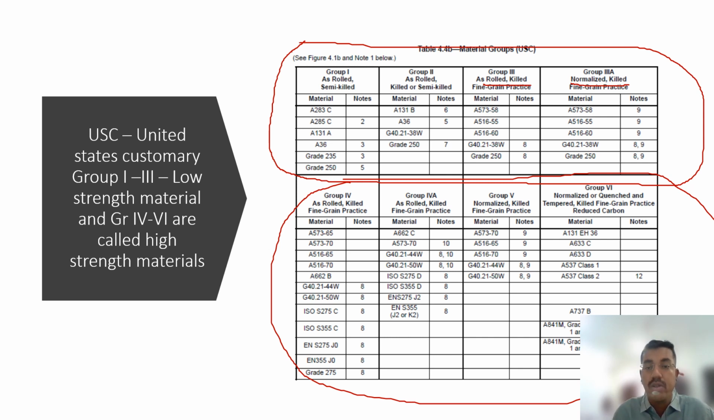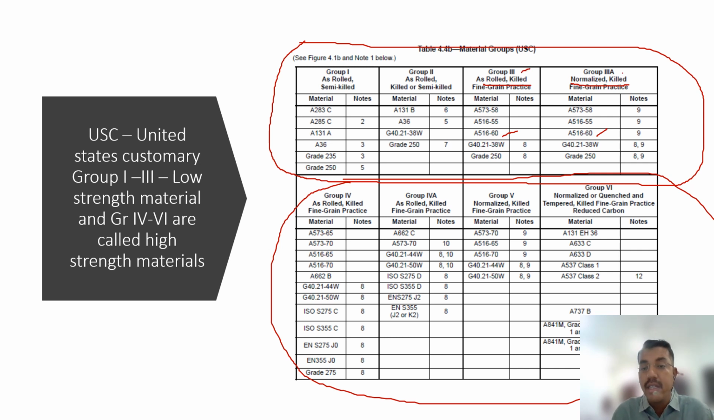As rolled means there is no heat treatment, so you have to select it very carefully. When a question comes up with API 516 Grade 60, you see API 516 Grade 60 is here and Grade 60 is also here. But here it is 3A, and here it is 3.